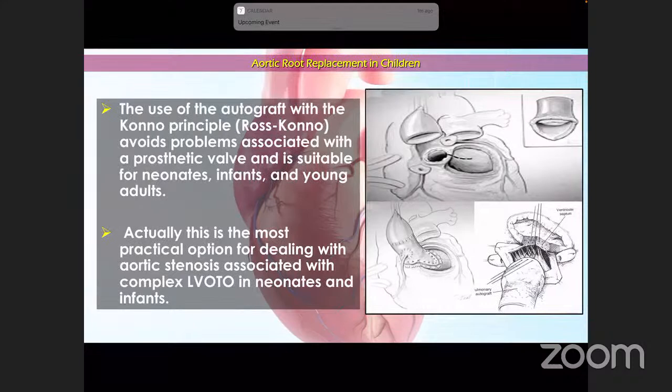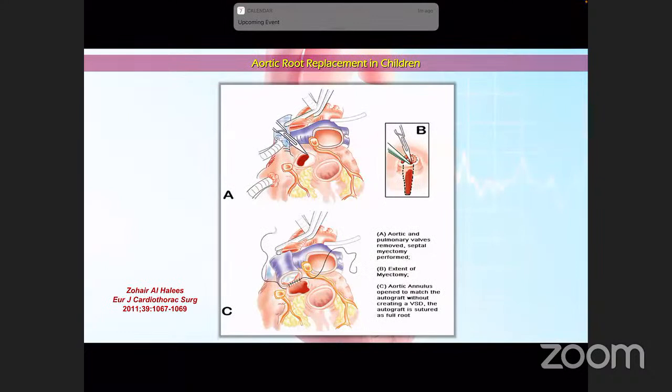Then I introduced what I call the mini Ross-Konno, where a mini Konno incision is made. As you can see here in panel A, the aortic valve is excised. The coronaries are removed with a button of tissue around them. The pulmonary autograft is harvested. So you have a heart here where the RV is open and the LV is open. The left ventricular outflow tract is narrow, so you do your muscle resection. And because the right ventricle is open, the septum is in front of you, so you can palpate the thickness of the septum between two fingers and excise as much as necessary of the ventricular septum on the left side to open up the left ventricular outflow tract.